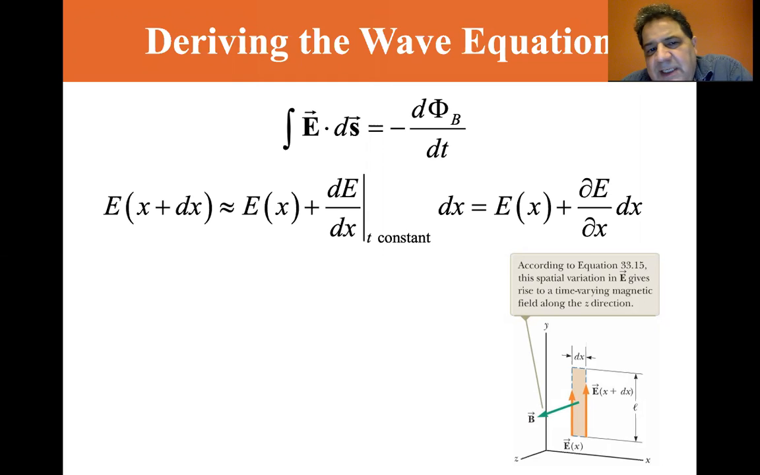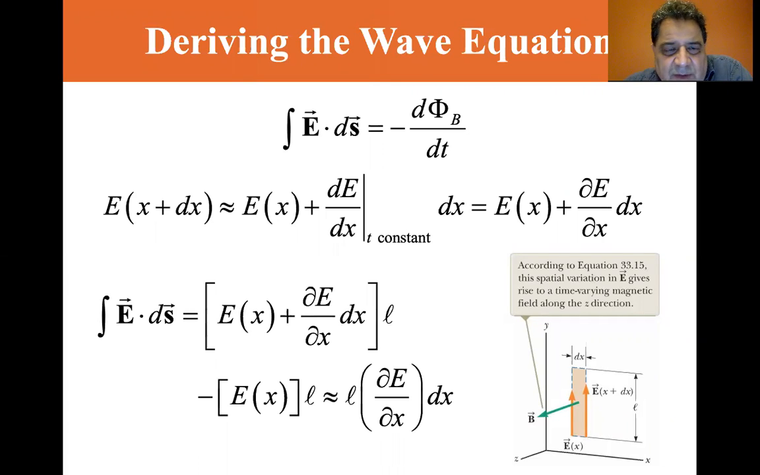If we integrate in the counterclockwise direction on this little rectangle, E at x plus dx is approximately E_x plus the partial of E with respect to x times dx, where t is constant. And so the integral of E dot ds is (E_x plus the partial of E over partial of x times dx) times L, minus E_x L, which is approximately L times the partial of E over partial of x times dx.